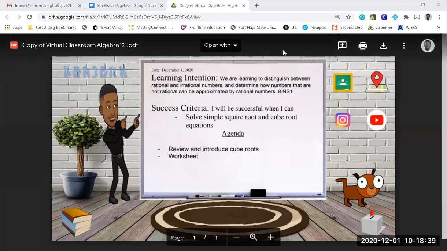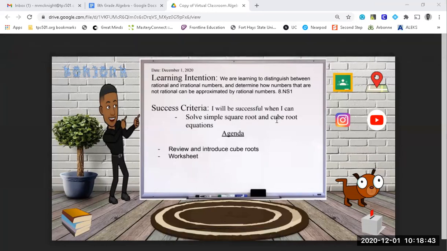I'd love to hear your input as to what you think the inverse of a cube root is. If the inverse of a square root is square, what's the inverse of a cube root?